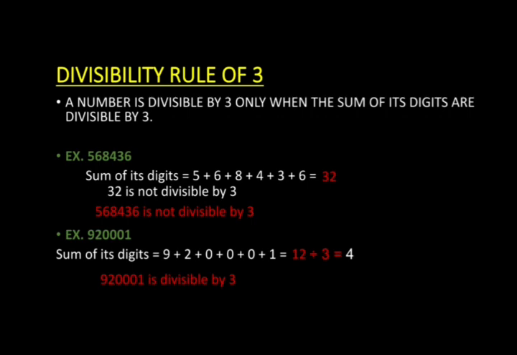Divisibility rule of 2: we just check the ones place. If the ones place has 0, 2, 4, 6 or 8, then it is divisible by 2. To check the divisibility rule of 3, what will we do? We will add the digits of the given number. If that sum is divisible by 3, then the whole number is divisible by 3. If the sum is not divisible by 3, then the whole number is not divisible by 3.